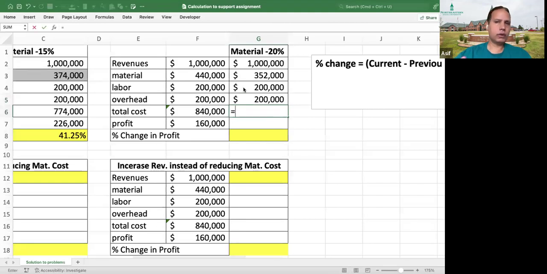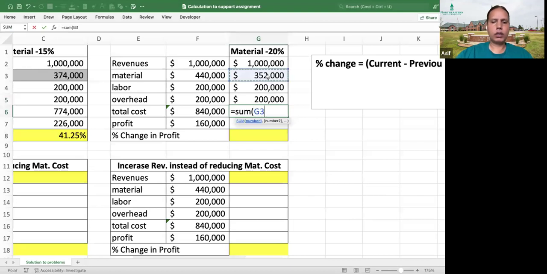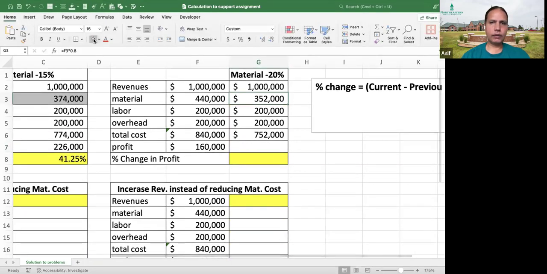And then for total cost, we know total cost is the sum of materials cost plus labor cost plus overhead cost. So total cost will be the sum of these three, is equal to sum of 352,000 plus 200,000 of labor plus 200,000 of overhead. And our total cost becomes 752,000. Let me highlight this part just to show that we only made this change. We made a change only in material. The rest of the thing remains the same.